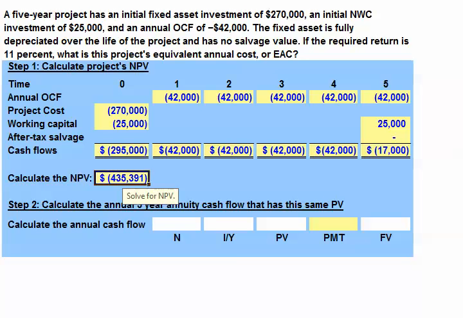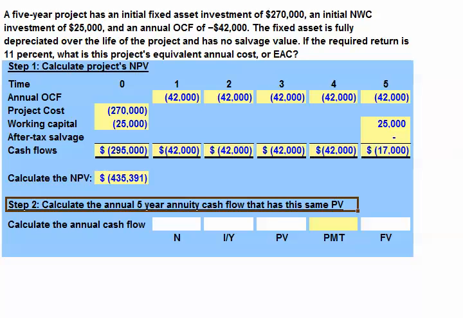We find this project has a total overall cost and net present value of negative $435,391. Notice it involved cash outflows at time zero and additional cash outflows over the life of the project. The next step is to calculate the 5-year annual cash flow or annuity that has the same net present value or present value.